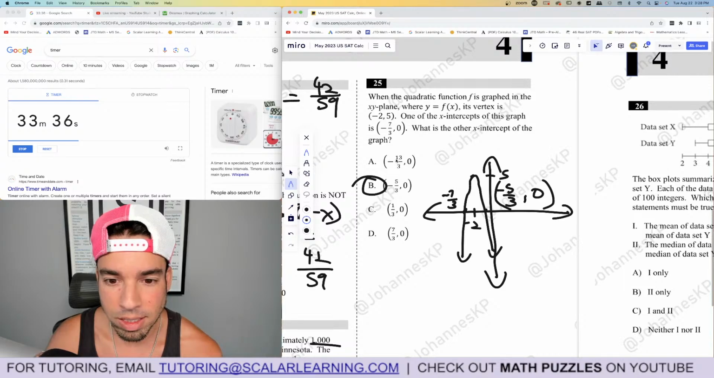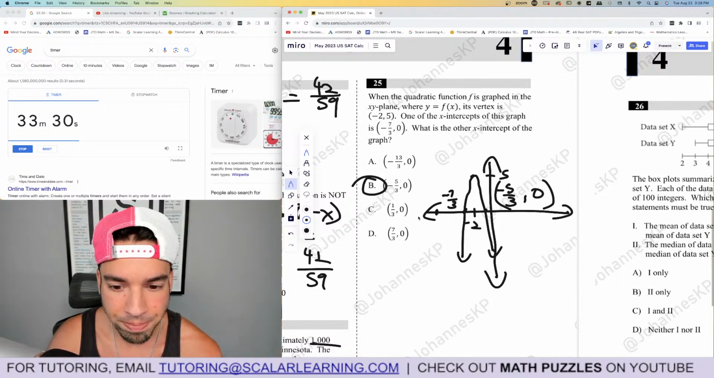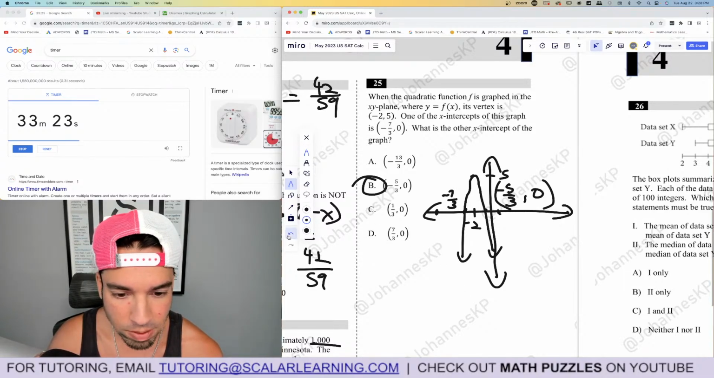Let's just make sure. Yeah, see, this wouldn't make sense because negative 13 thirds is, what is that? 4 1/3, right? That'd be like over here. That doesn't make sense. 1/3 would be way too far to the right. The negative 2, again, has to be right in the middle. 7/3 makes even less sense. So B is the winner.